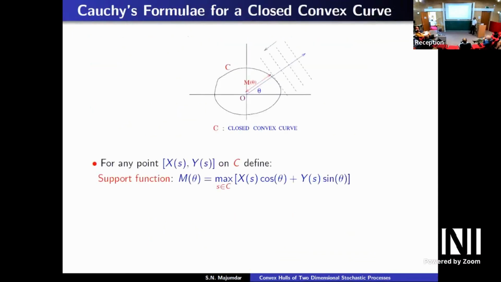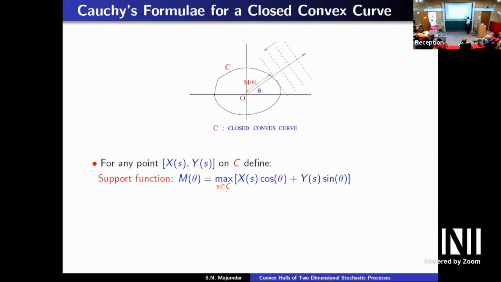Okay. So here is Cauchy's formula. If you take any closed convex curve, the first thing you have to define is what is called the support function. So what is the support function? The support function is just, you take any direction theta. Okay, and let's say you take a stick perpendicular to this direction, and you bring the stick, and when you touch this guy, you stop.